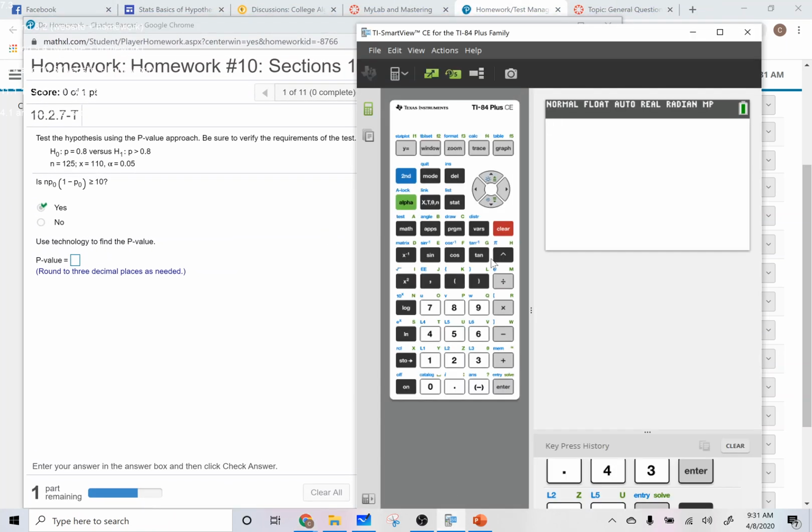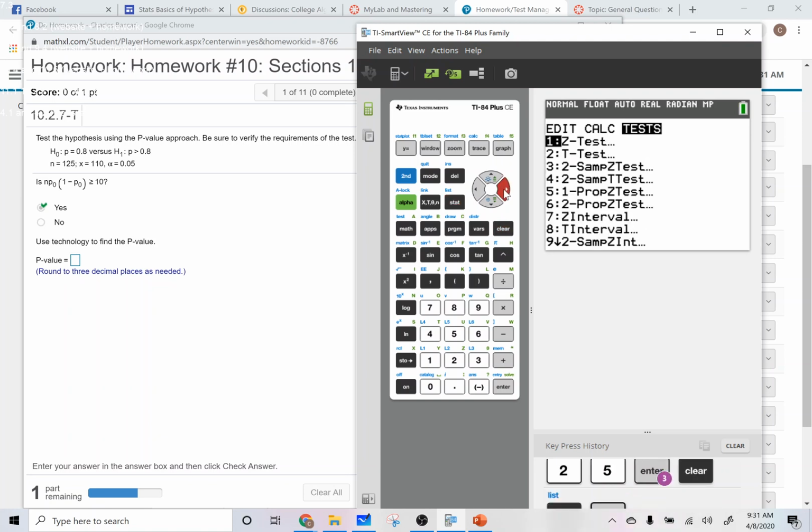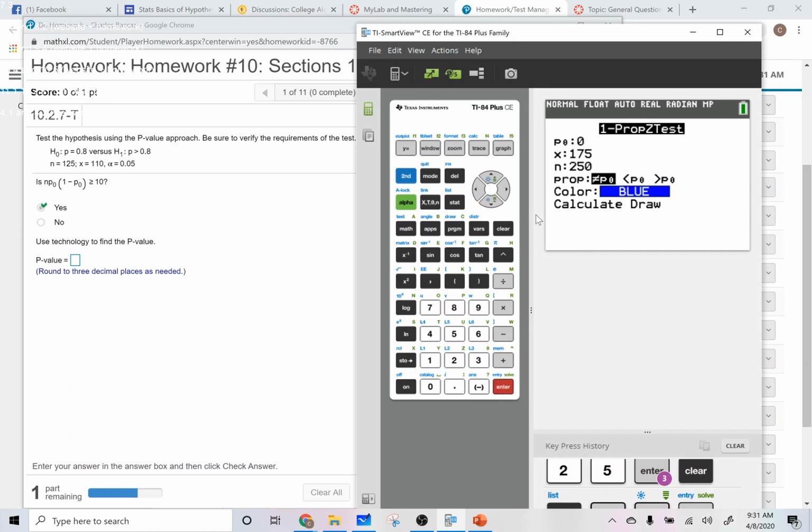So if we go to the calculator, you're going to go stat, you're going to go to tests, and notice they give you x and n. That means this is a proportion, so this is a one prop z-test. Okay, so we enter that. They want to know p naught, that's going to be your 0.8. Okay, they want to know x, which is 110. They want to know n, which is 125.